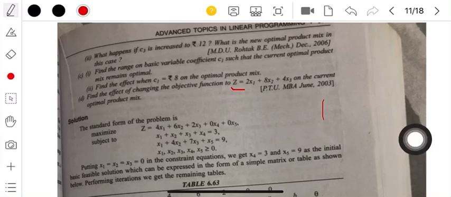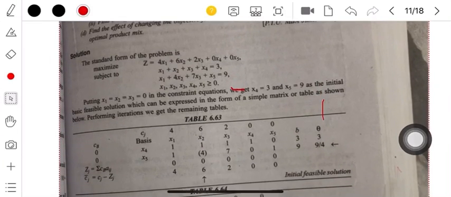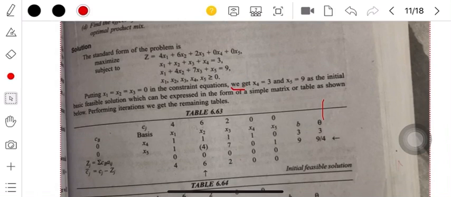Here the problem is given. Just convert it into the standard form. We have already converted it: 4x1 plus 6x2 plus 0x4, so x4 and x5 are the slack variables here. Find the optimal solution. Putting x1, x2, x3 equal to 0, we get x4 equals to 3 and x5 equals to 9 as the initial basic feasible solution, which can be expressed in the form of a simplex table as shown below. Performing iterations, we get the remaining tables.